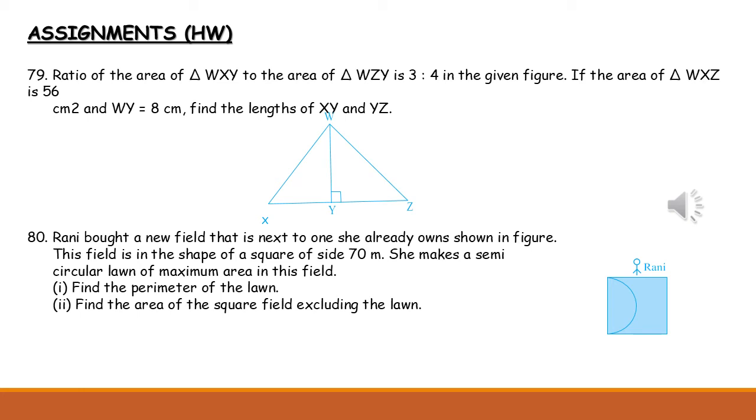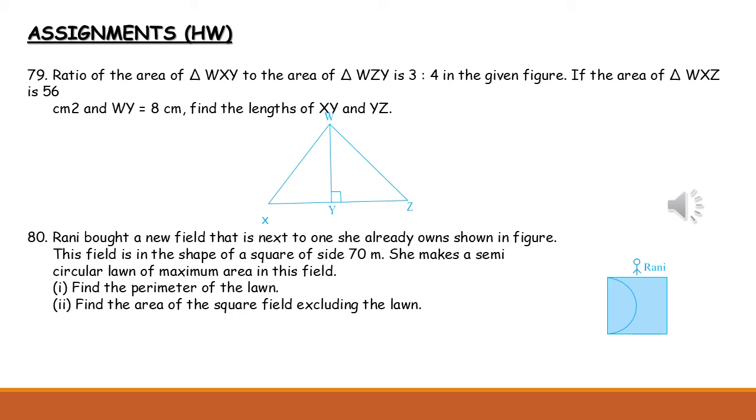Let us discuss 79th sum and follow the figure. The ratio of area of triangle WXY to the area of triangle WZY is 3:4. So let the common factor be x. So the areas of these two triangles will be 3x and 4x. Now in the given figure, the largest triangle WXZ has area 56 centimeter square and WY, that is height, is 8 centimeter. We need to find out the lengths of XY and YZ.